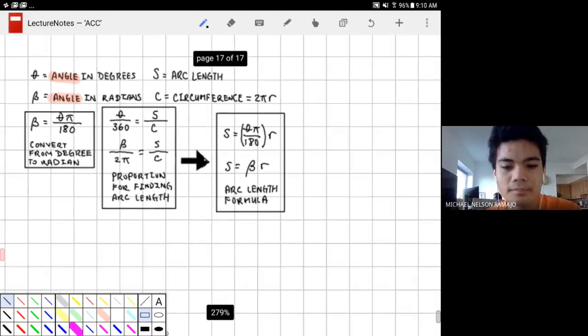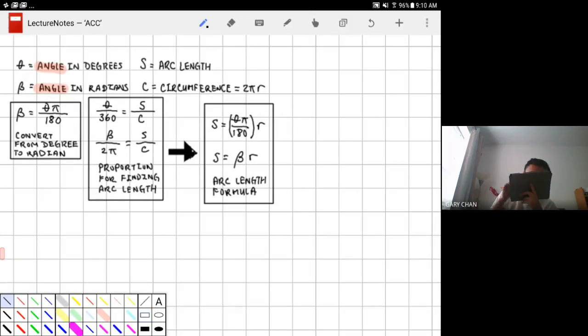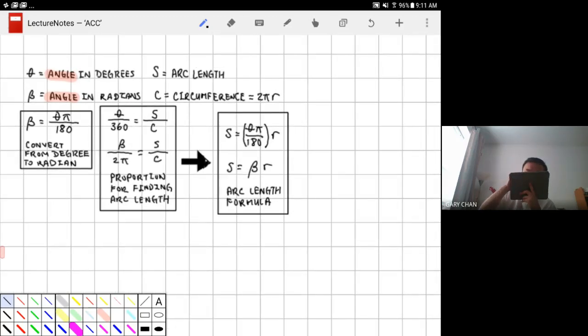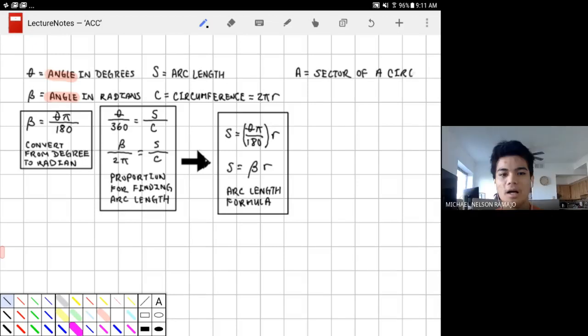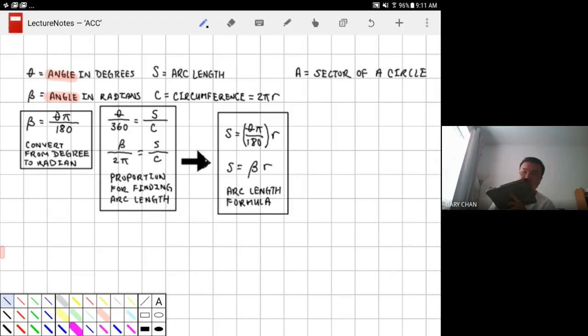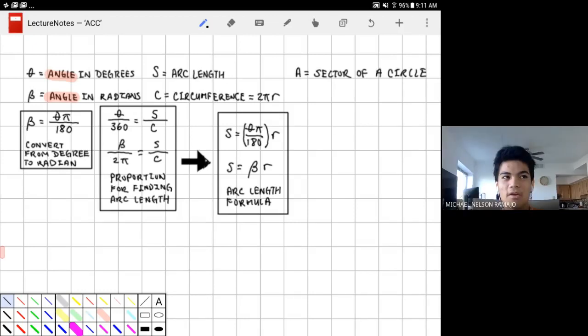And then yesterday, we talked about something known as the sector of a circle. I want to call A the sector of a circle. Do you remember what a sector of a circle was? A part of a circle, or a slice. It's a slice of the circle. That's right. When we talk about the slice of the circle, are we talking about the perimeter, or the area? The area. Yeah, that's right.